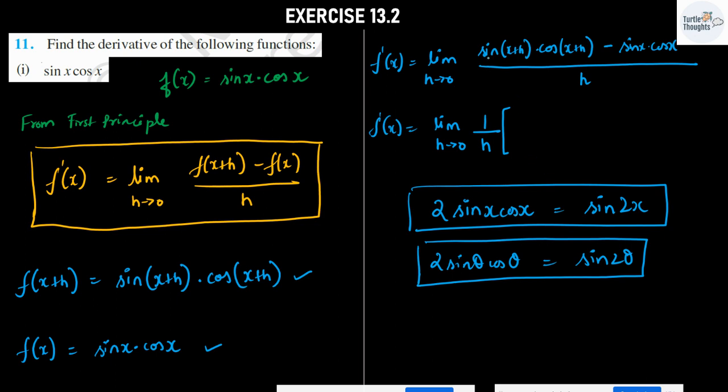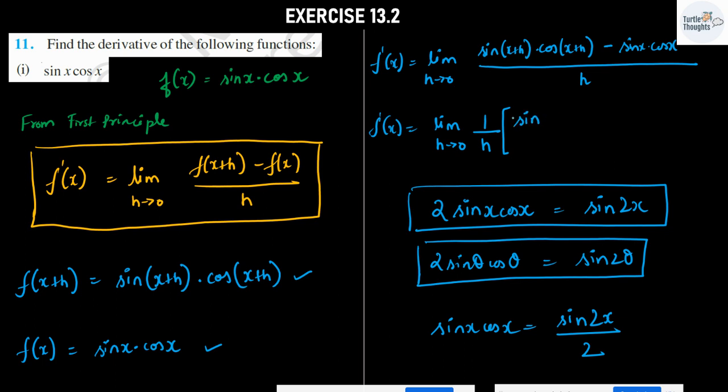Okay, now I have sin x plus h multiplied by cos x plus h. I need to somehow write it as a double angle. By writing that, I can substitute over here instead of sin x plus h and cos x plus h. It is similar to taking 2 sin x cos x. So sin x cos x can be written as sin 2x divided by 2. Similarly, here I have sin x plus h multiplied by cos x plus h, that can be written as sin, right?